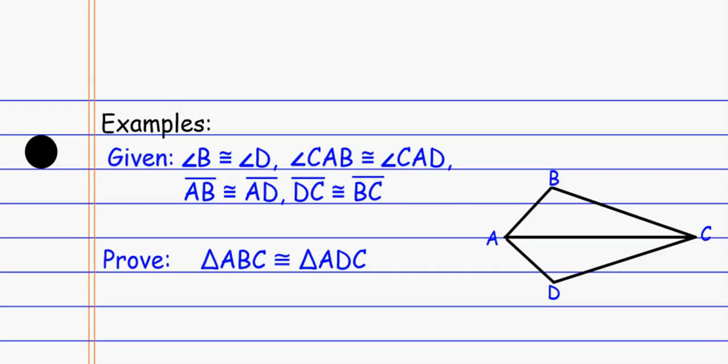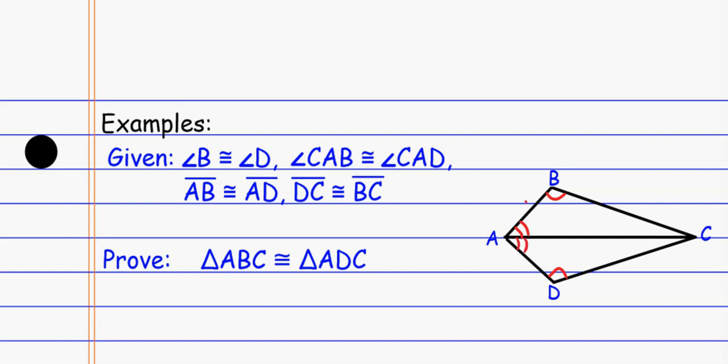So now if we look at this one, again, we're just going to do a proof here. Maybe we'll use some of the stuff that we've learned. So we're starting with this, and I'm going to label the picture. I always like to label the picture. It makes things really easy as I go through the given. So angle B is congruent to angle D, so I'm going to label it on the picture. Angle CAB, which is this guy right here, is congruent to angle CAD, this guy down here.